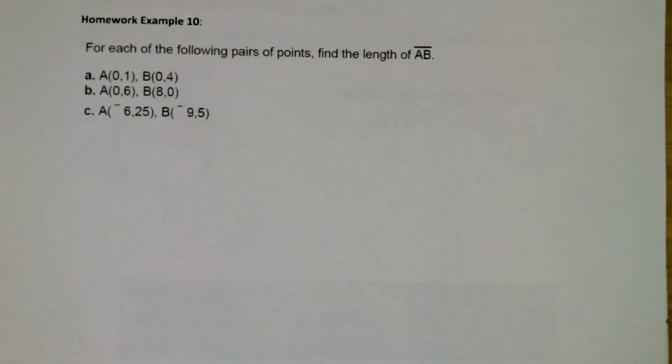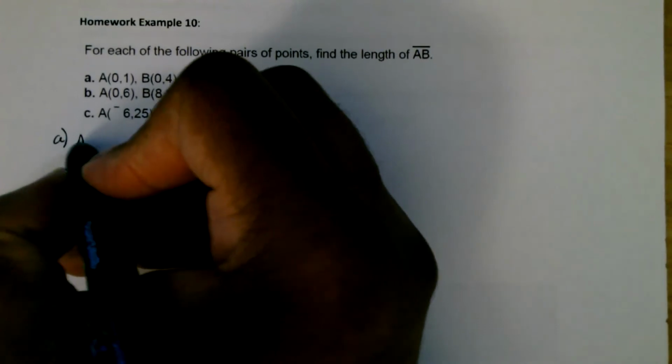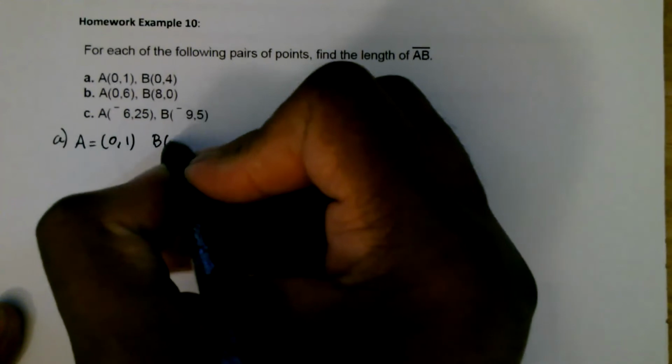For each of the following pairs of points, we want to find the length of line segment AB. In part A, we got A, which is the ordered pair (0, 1), and B with the ordered pair (0, 4). I want to find the length of that. Okay, so here we're going to use that distance formula.